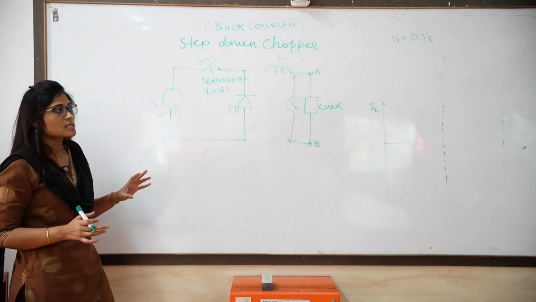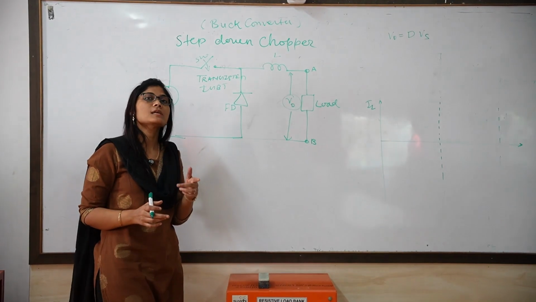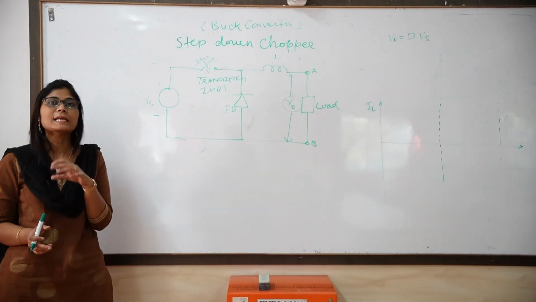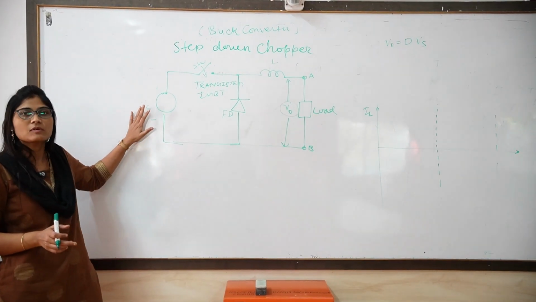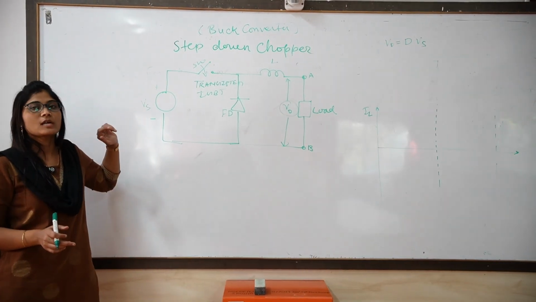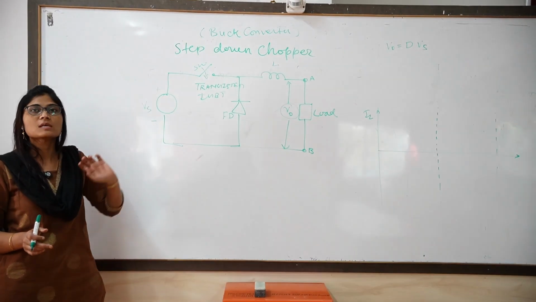Now, as the name suggests, step down chopper, the name itself says that the output voltage should be less than whatever supply voltage we are giving as an input. That's why the name is step down chopper, or you can say buck chopper.